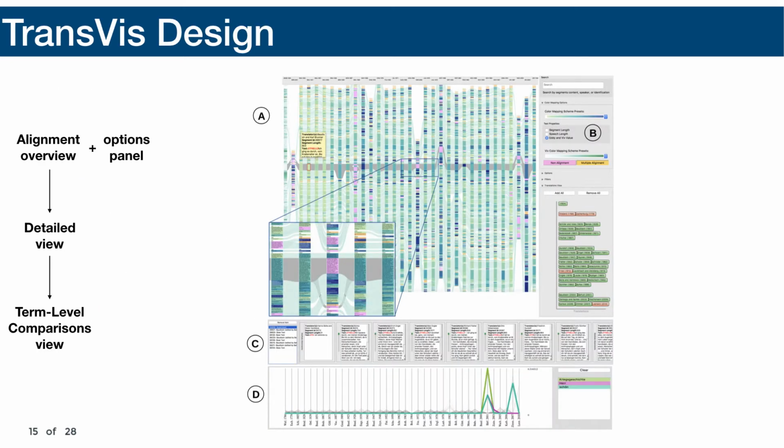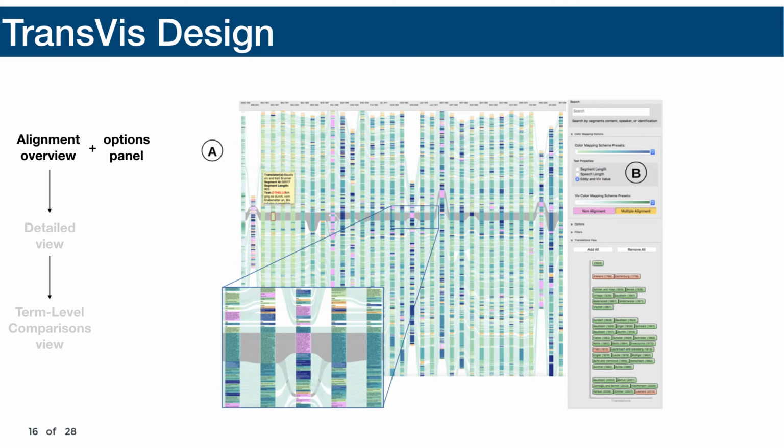Our design is composed of four main components that align with the visualization information seeking mantra: an alignment overview, an option panel that provides interaction and exploration means to the alignment overview, the detailed view, and the term level comparisons view, TLC. The alignment overview presents a parallel view of translations, and in each translation it presents the encapsulated structure.